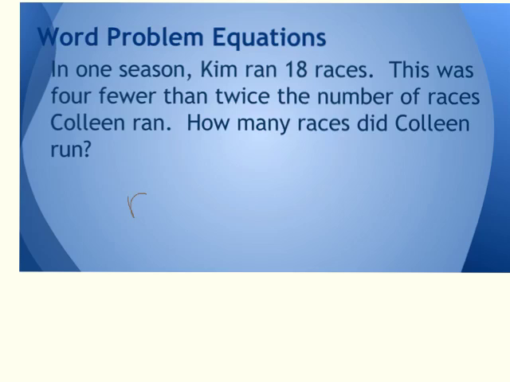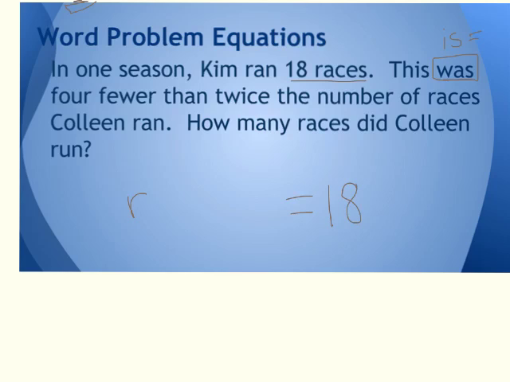And now we need to look at the words in this problem. Kim ran 18 races. This was. Was is a good key word here. We talked about the word is as meaning equal sign. But was is just the past tense of is, right? So we're going to say was 18 or 18 was. We're going to use 18 equals.